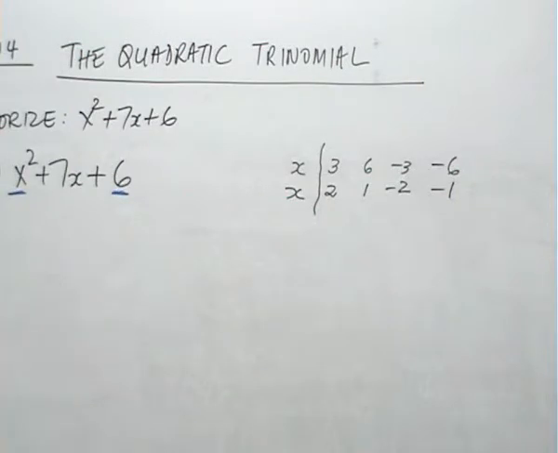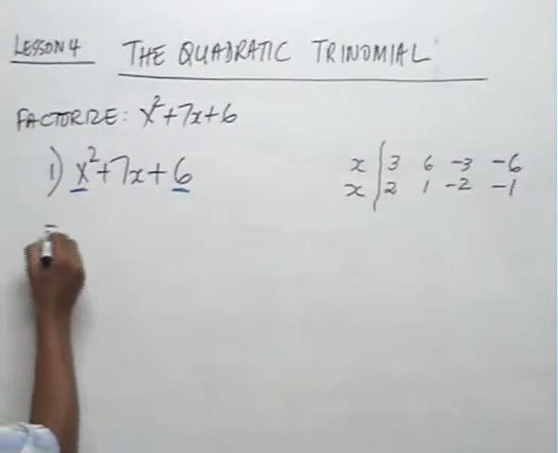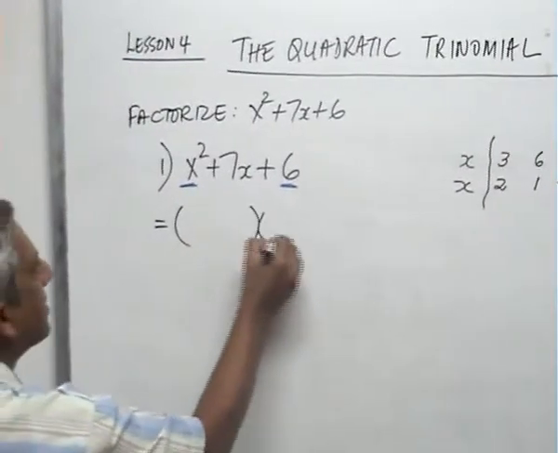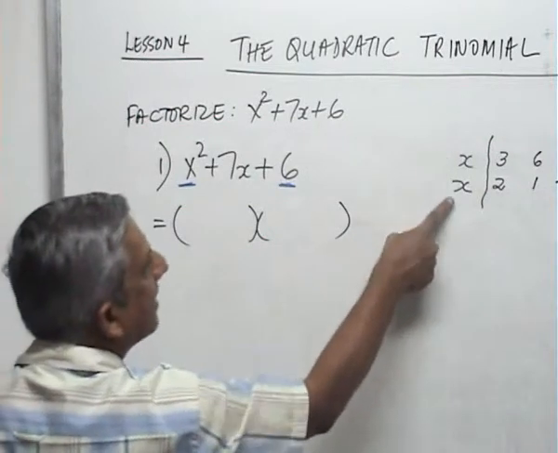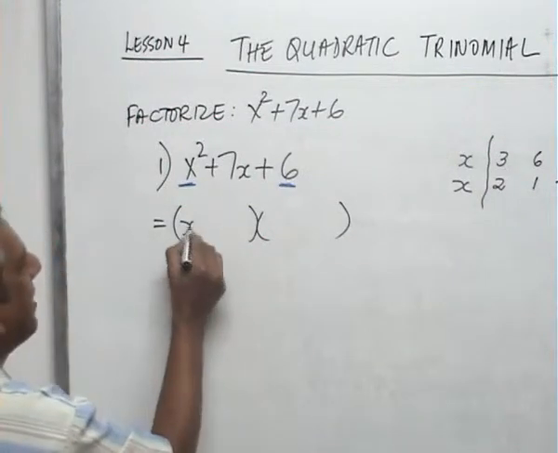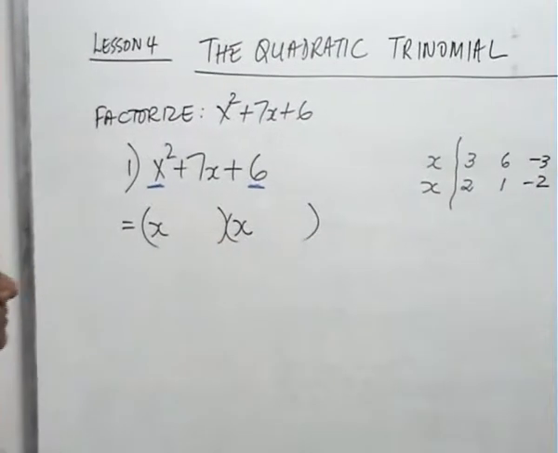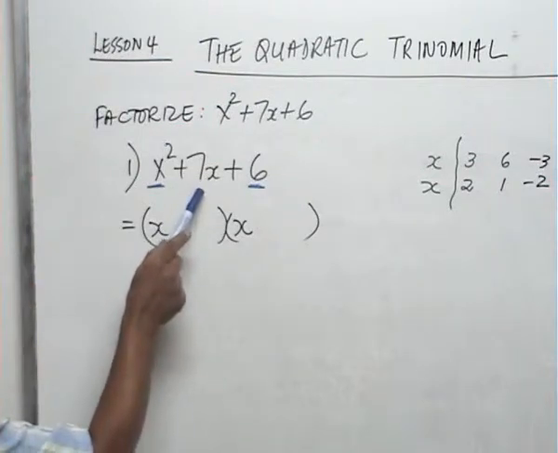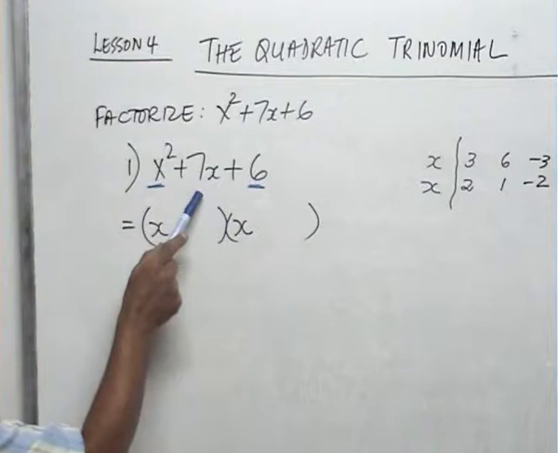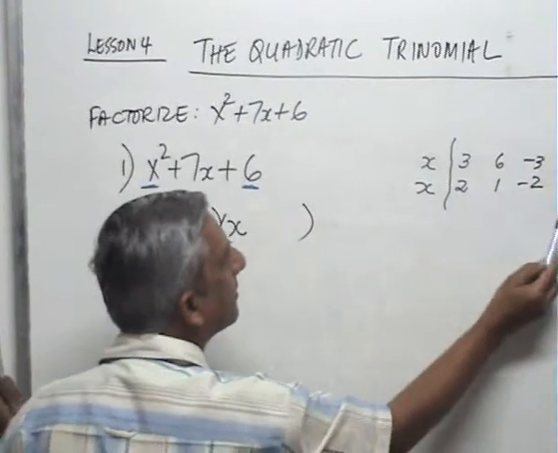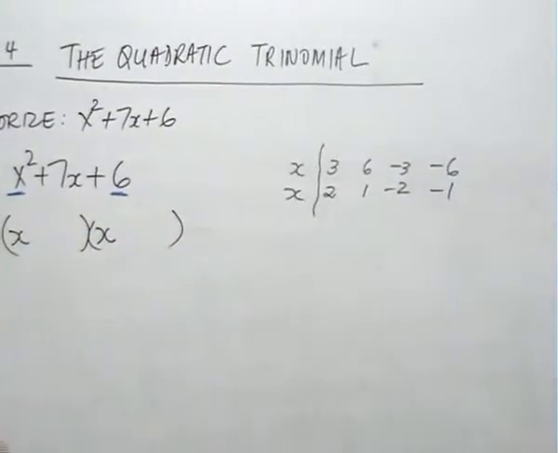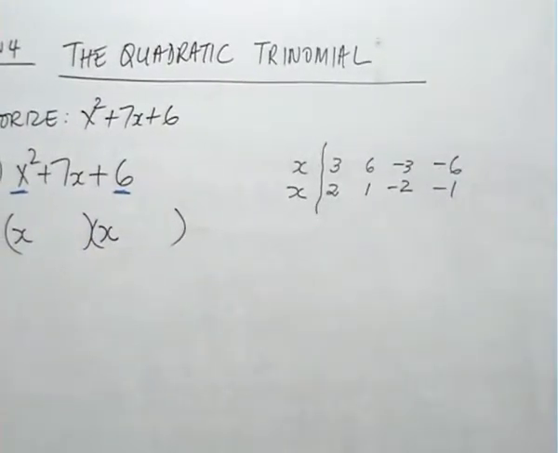Alright, so once you've got that, you say, right, there's going to be 2 brackets. Then you take that x and you write it in the front of each bracket. Now you look at the middle here, 7x, and you ask yourself, which pair from here, when added, will give me 7?